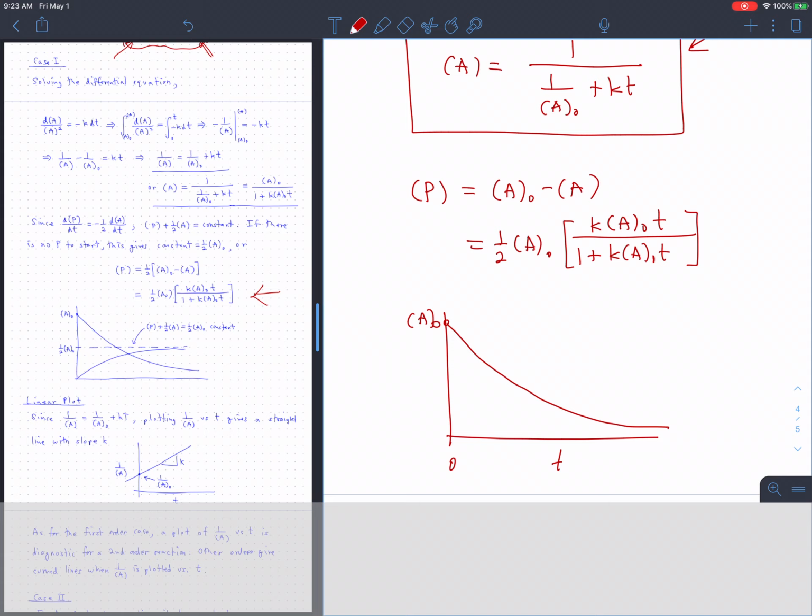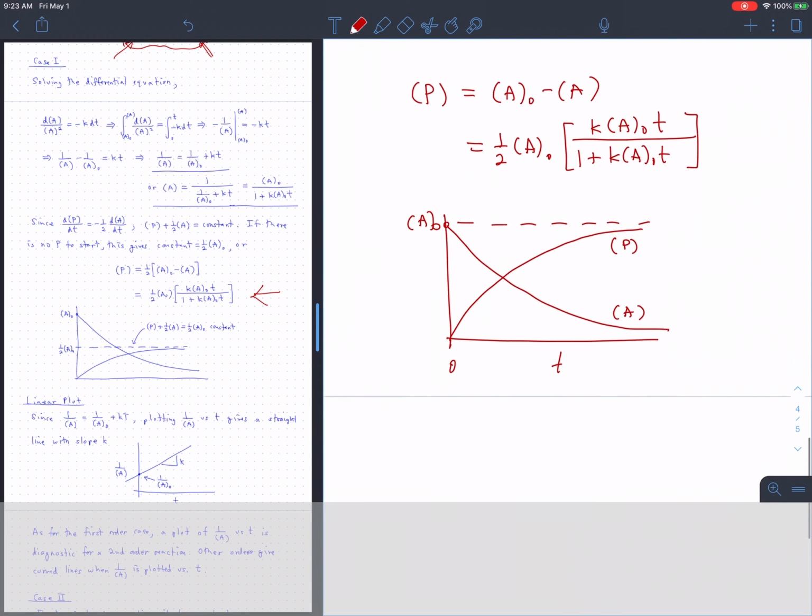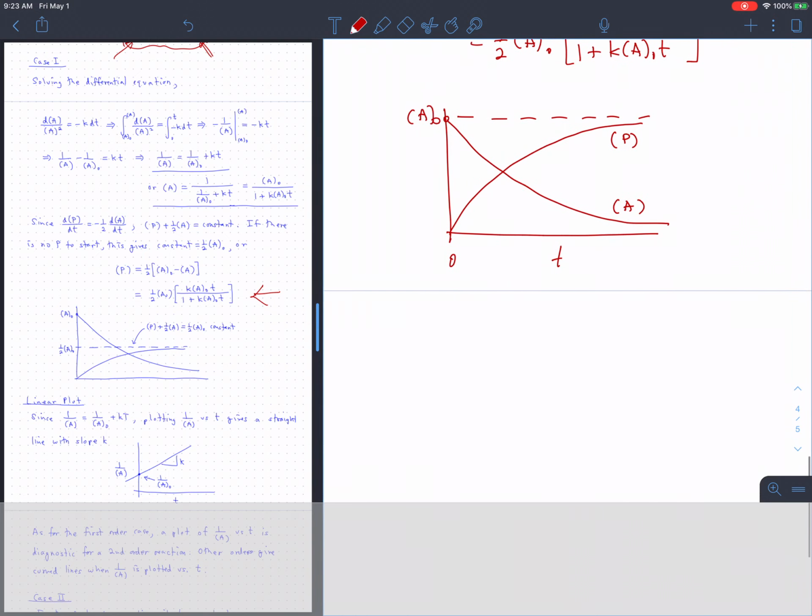We can't tell that just by eye usually, so the question immediately arises, how can we tell? And we'll come to that. And then if we plot P versus time, we get something that's also just a rising curve. So again, qualitatively it looks very much like the first order case, but quantitatively they're different. All right, so how do we tell? One way is to make a linear plot.